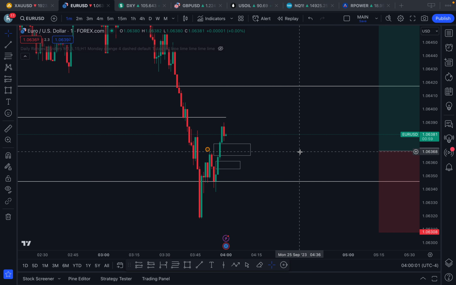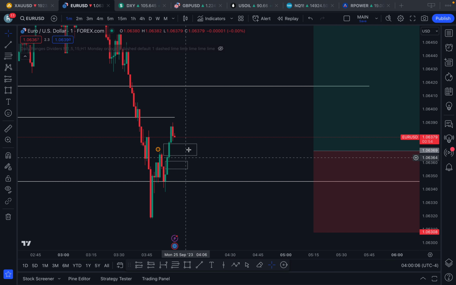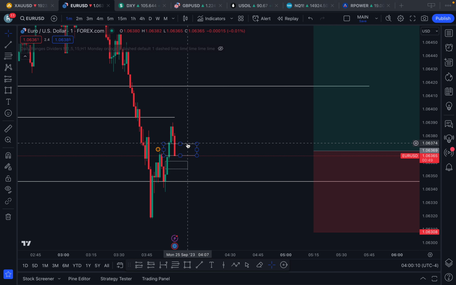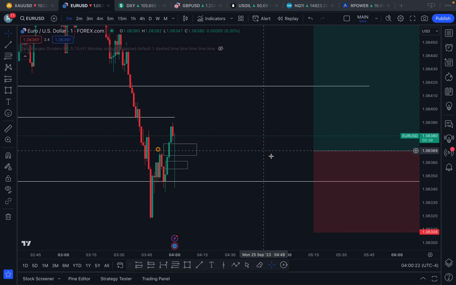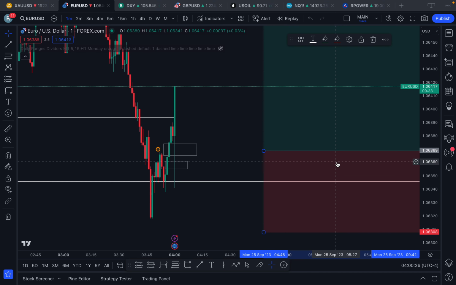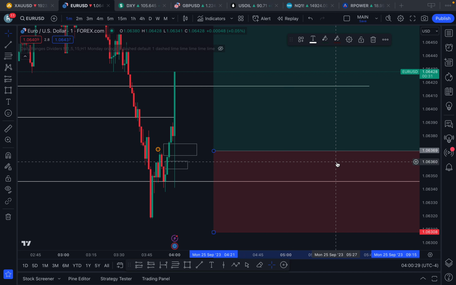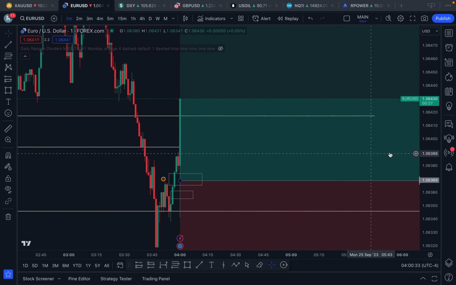4 a.m. Let's see if the price goes down or not. It did. I like this and I want to see the price rally up. Yeah. That's the beauty of ICT.